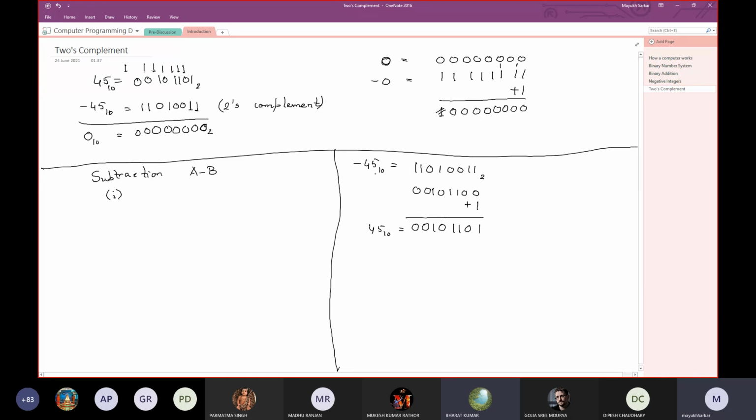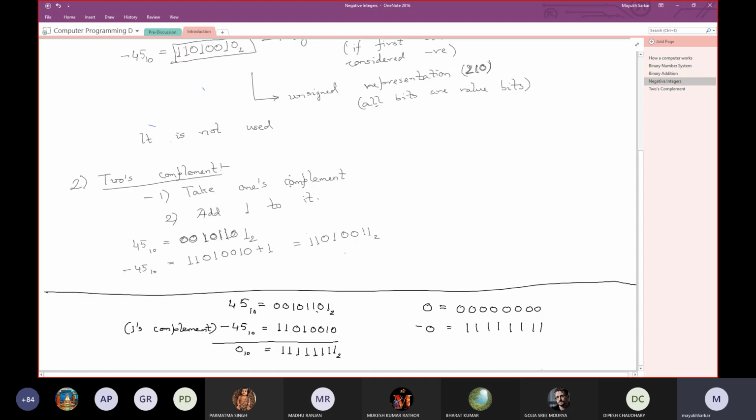Sir, let's say we don't know whether a positive number is converted into a negative number by 2's complement or 1's complement. We want to convert it again into a positive number, then what will we choose? 2's complement or 1's complement? Okay. Firstly, as I said, 1's complement is not used.